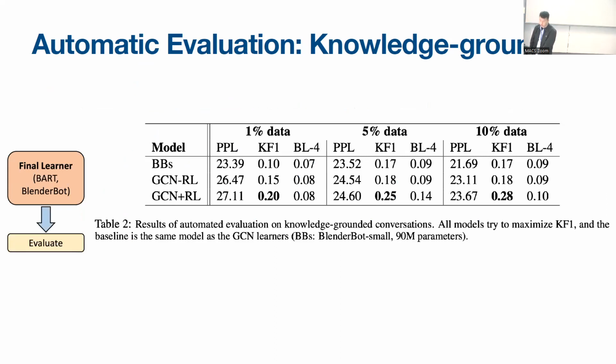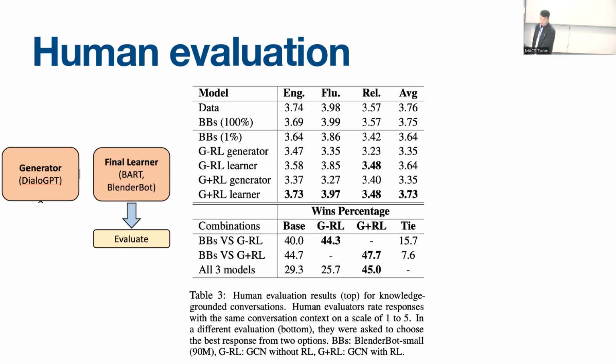For automatic evaluation, we see that GCN with reinforcement learning is able to incorporate more knowledge, as evidenced by higher knowledge F1, KF1, under all settings. Additionally, the fluency of the generated dialogue is also comparable or even better than the baseline, as suggested by the perplexities. For human evaluation, we also study the performance of both the data generator in the GCN and the final learners. We see that the learner with GCN with reinforcement learning produces more engaging, fluent, relevant conversation, and overall outperforms both baselines, while being close to Blender bot trained on 4 shot of the data.